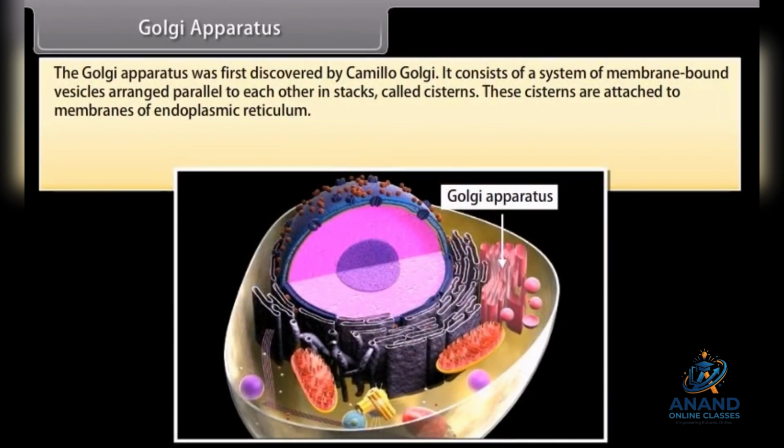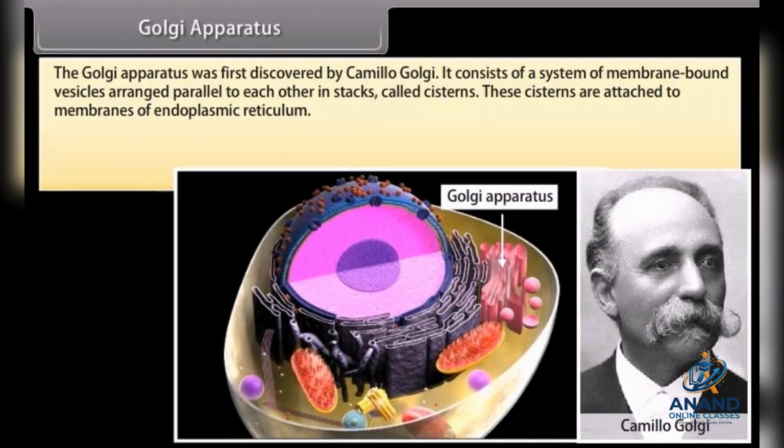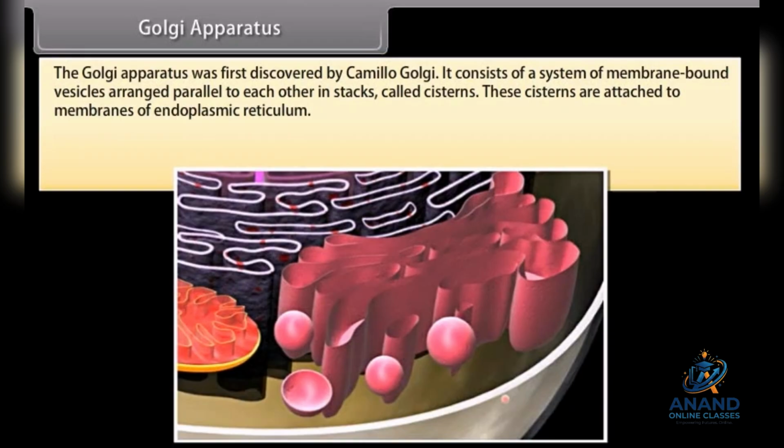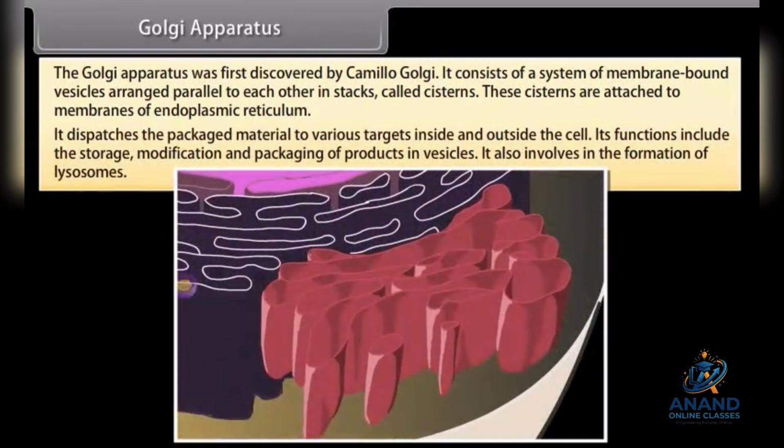It also plays a crucial role in detoxifying many poisons and drugs in the liver cells of the vertebrates. Golgi apparatus. The Golgi apparatus was first discovered by Camillo Golgi. It consists of a system of membrane-bound vesicles arranged parallel to each other in stacks called cisterns. These cisterns are attached to membranes of endoplasmic reticulum. It dispatches the packaged material to various targets inside and outside the cell. Its functions include the storage, modification, and packaging of products in vesicles. It also is involved in the formation of lysosomes.